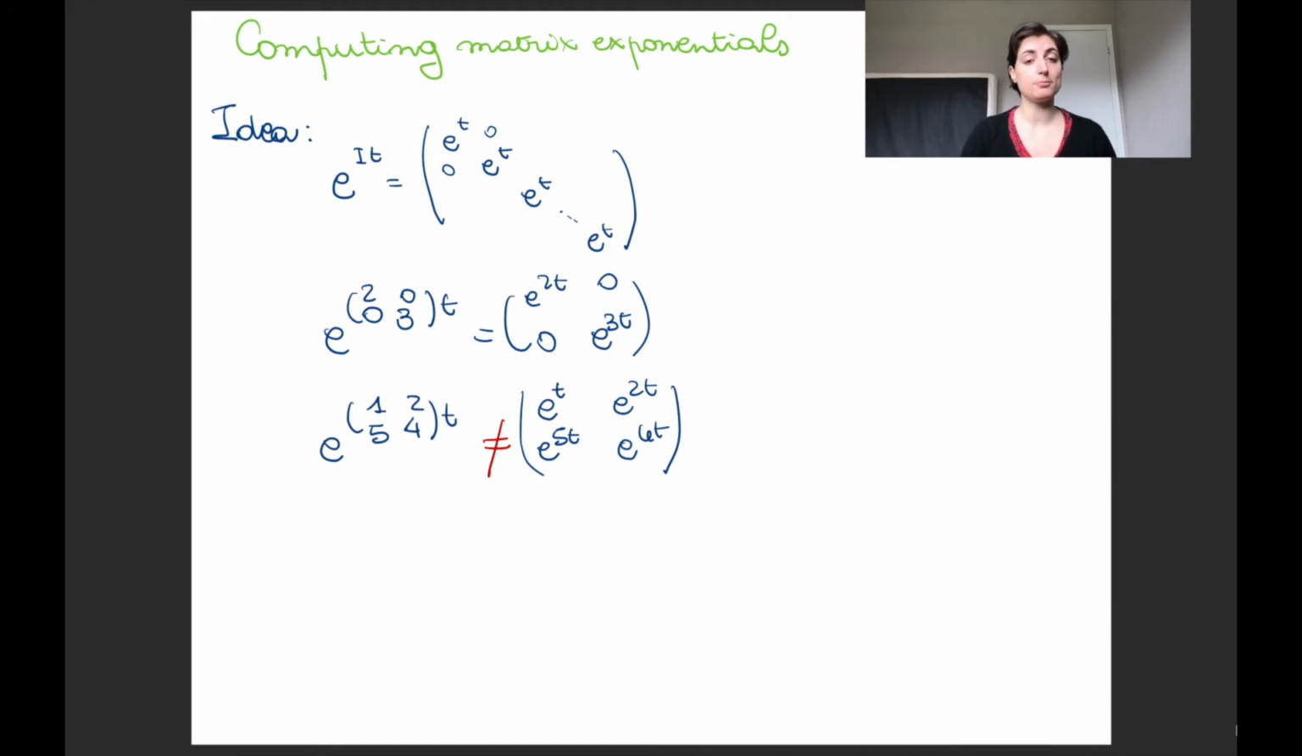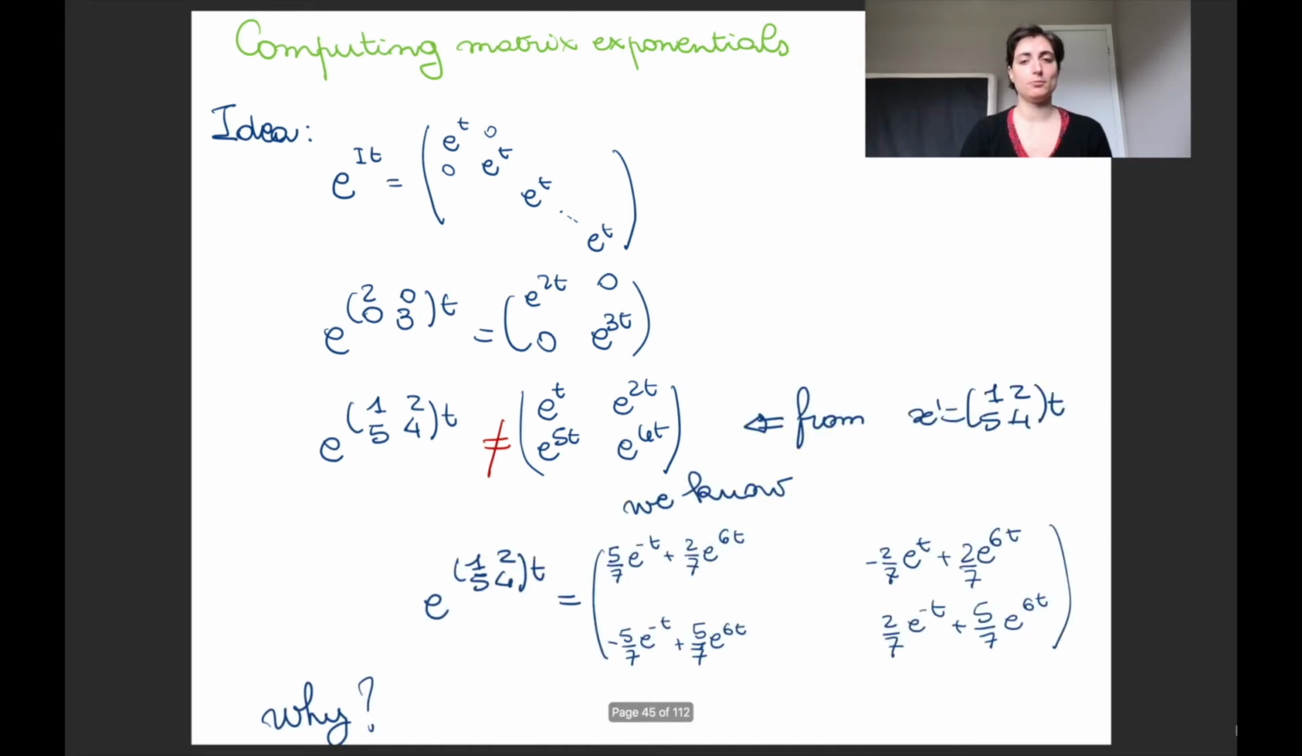We have, for example, already computed the solution of x prime equals the matrix 1, 2, 5, 4 multiplied by x, and that is not exponential of t, exponential of 2t, exponential of 5t, exponential of 4t. From the previous exercises, we know that it has a much more complicated form. Why? Well, in this section, we'll try to explain this.